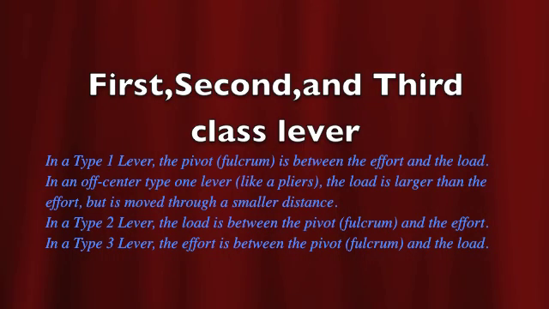First, second and third class lever. In a type 1 lever, the pivot is between the effort and the load. In an off-center type 1 lever, like a pliers, the load is larger than the effort but is moved through a smaller distance. In a type 2 lever, the load is between the pivot and the effort. In a type 3 lever, the effort is between the pivot and the load.